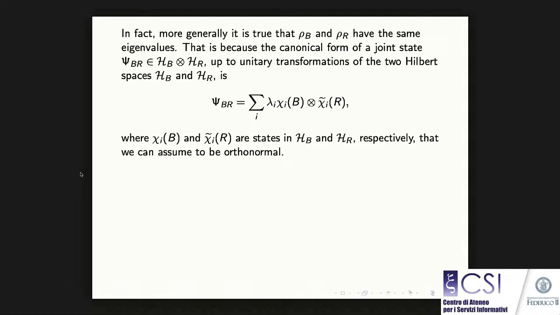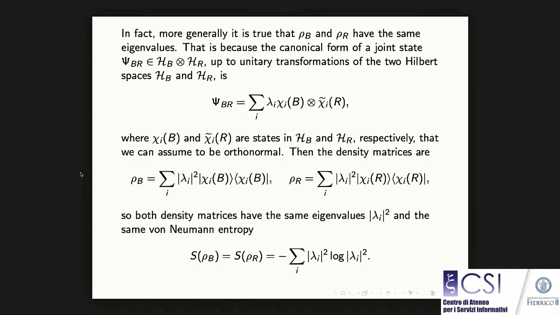Diagonalizing it means you write it as a sum of black hole states tensored with radiation states, and you can assume that the black hole states and the radiation states that appear in the formula are orthonormal. That's called the Schmidt decomposition of the state. Then the density matrices are like this or like this. So they have the same eigenvalues lambda_i squared and the same von Neumann entropy, minus the sum of lambda_i squared log lambda_i squared.